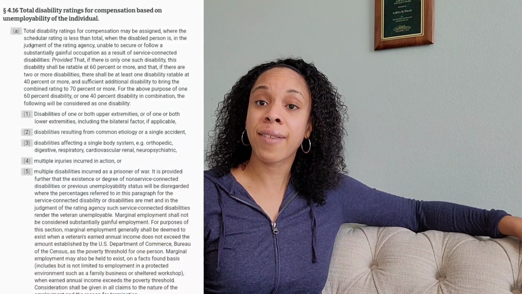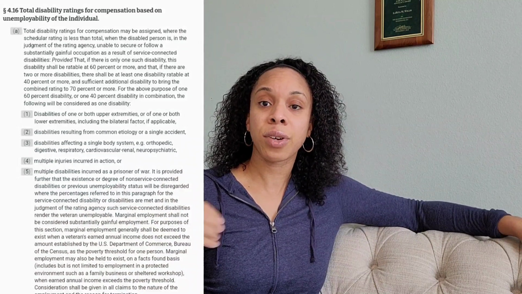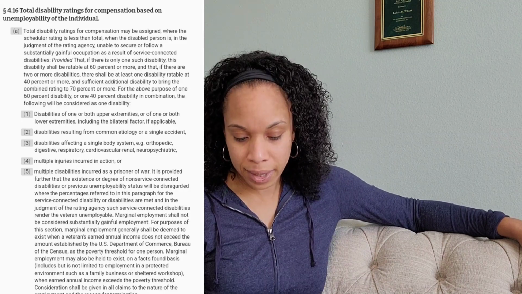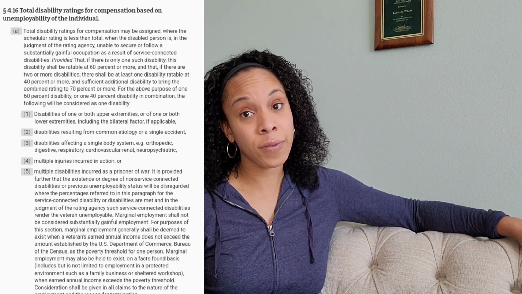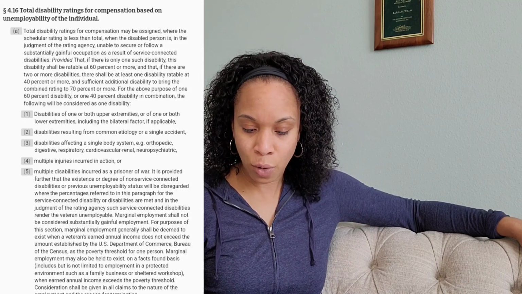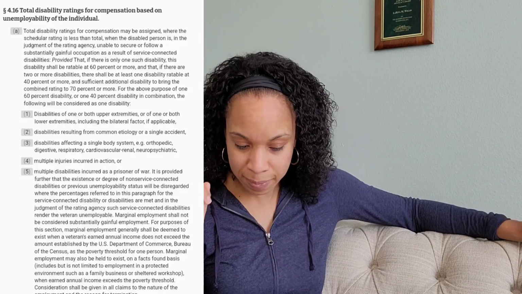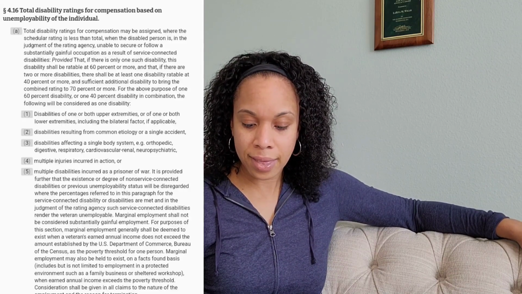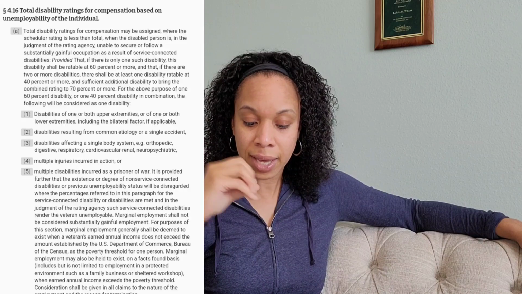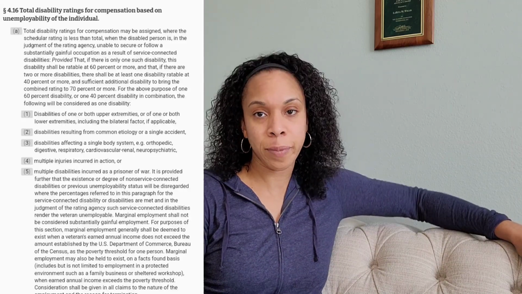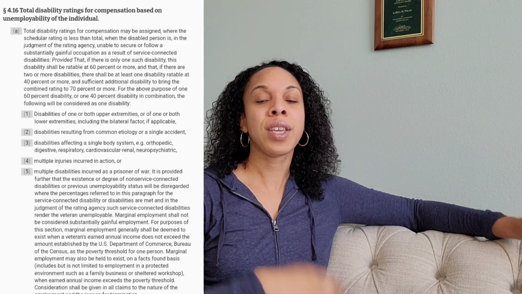4.16(a), which talks about what you're required to have as far as your disability ratings in order to qualify for TDIU. So if you have one disability and you want to be considered for TDIU, that disability has to be rated at 60% or more. If you have one disability, right? If you have more than one disability, then they have to be rated at 70% combined with at least one disability rated at 40% disabling, right? So these are the requirements.